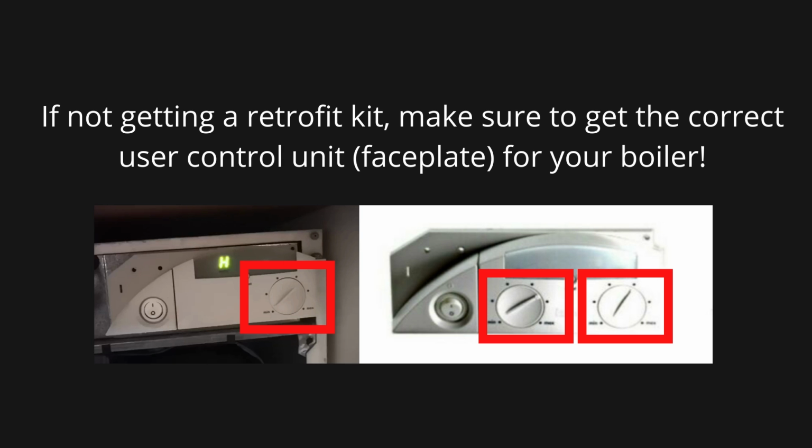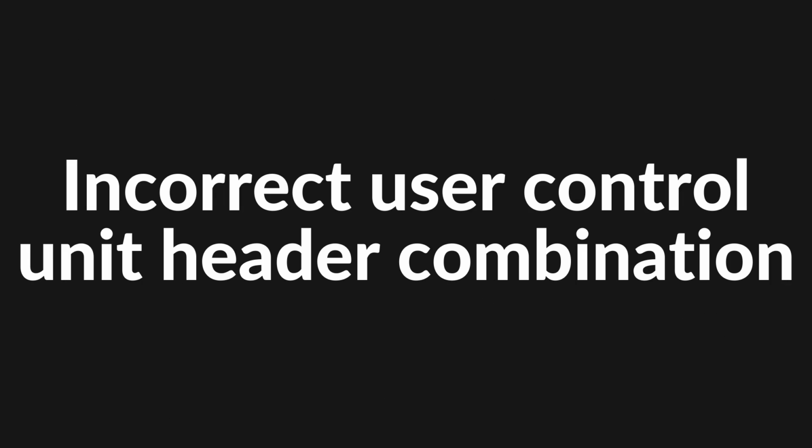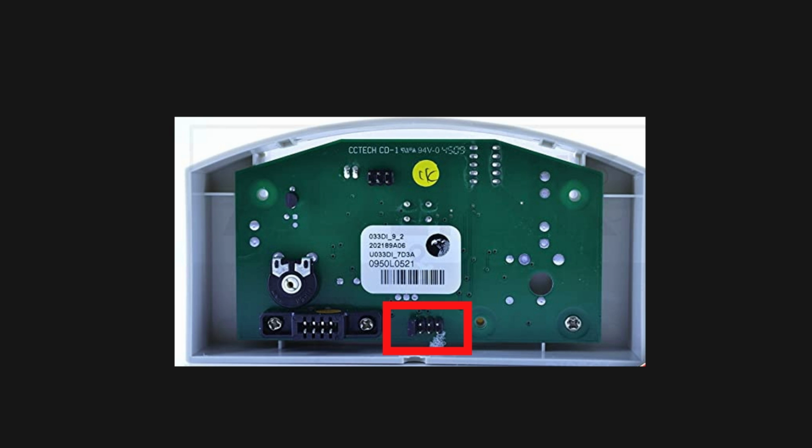All right, the last one, and this is the most uncommon in my opinion, incorrect user control unit header combi. So there are more headers, and it is on the user control unit. On the very back, if you notice, there are some headers. There is four of them, and in my case, I have mine set on location one on the very left, and that's by default. They come like this. They have the pin header on one, and you need to match this so that it turns it into the correct mode for your boiler.